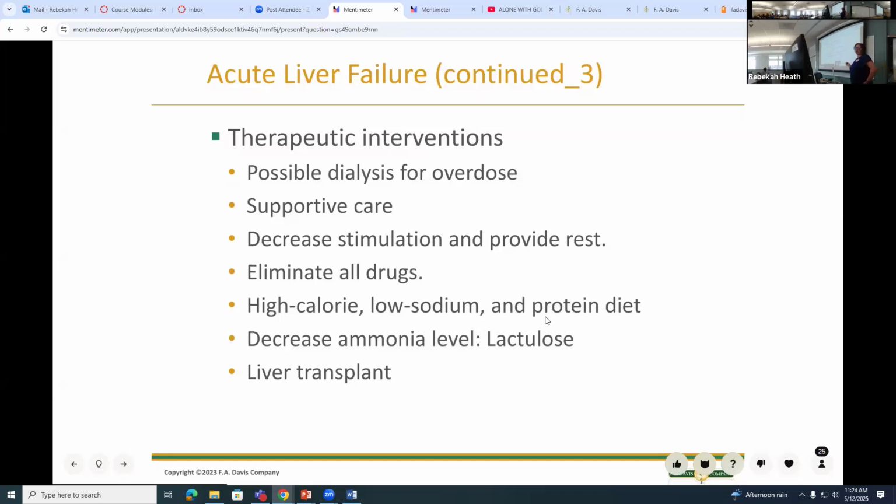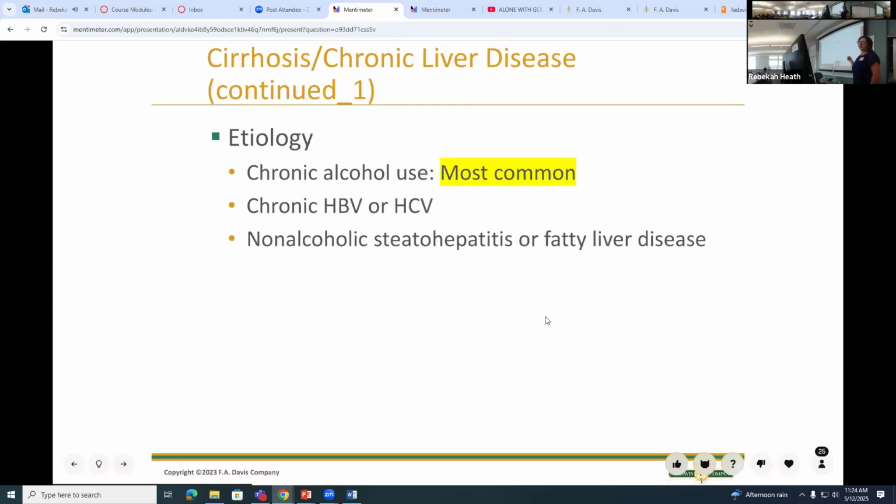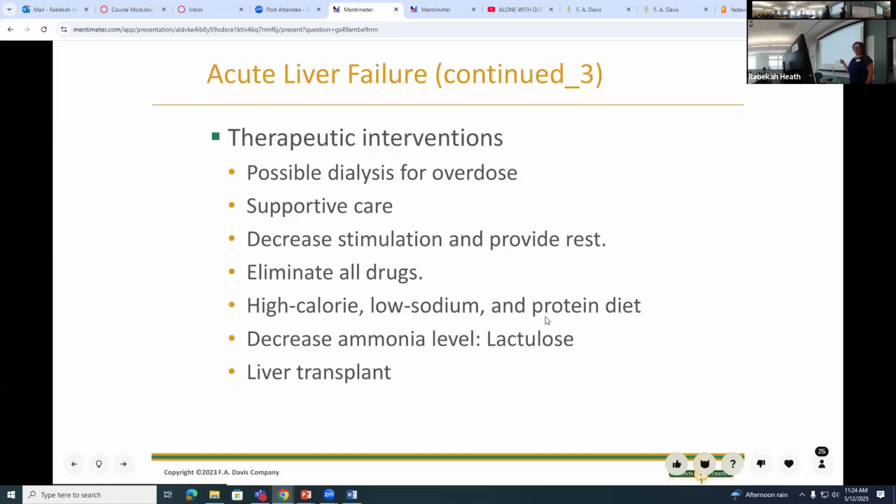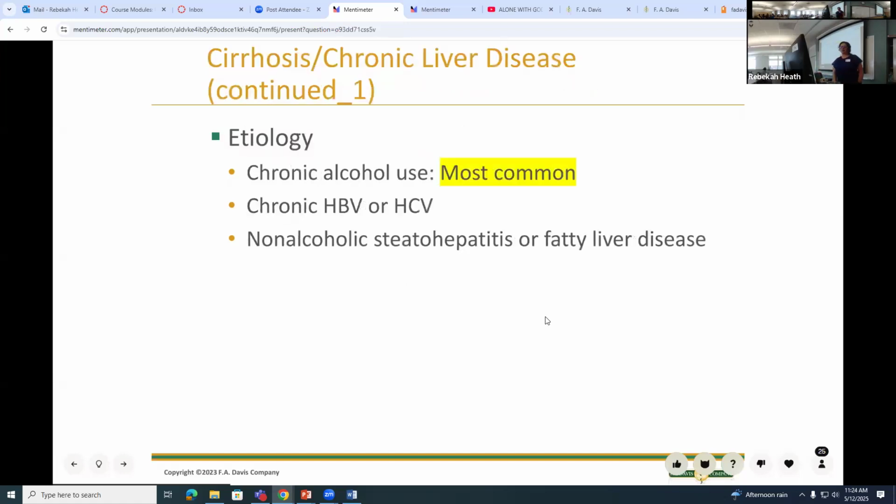And lactulose, we're going to give that to them. I'm going to talk about that in a minute. Eventually, it does say liver transplant for acute. Really, a liver transplant would be if the acute failure led to a chronic failure, right? If that happens, then they would need a transplant.